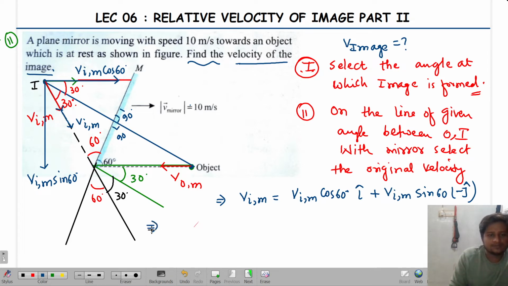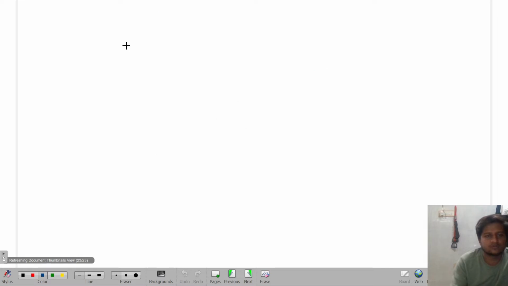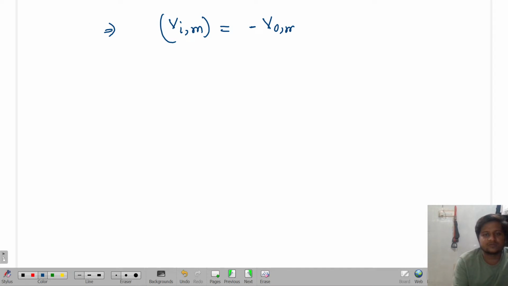Now, what should be the velocity of image with respect to mirror? Can anyone tell me? Try to understand. Gagan, Anuj, can you tell me what should be the answer based upon this now? What is the relation? Okay, first important point: what I gave as a relation, velocity of image with respect to mirror is equal to minus of velocity of object with respect to mirror, or not? Tell me yes or no. This is the first equation or not?